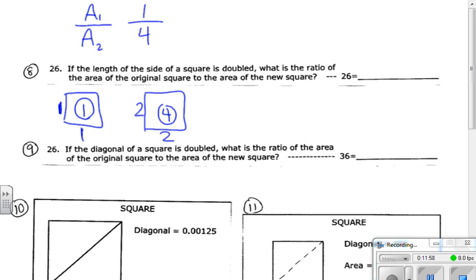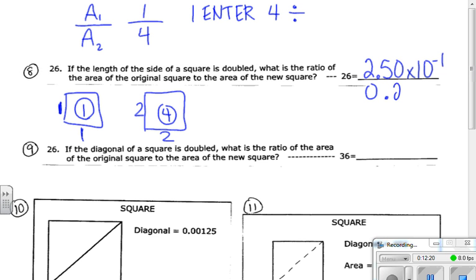So what we're going to type into our calculator is 1, enter, 4, divide. It's also good just to know that 1/4 is 0.25. But if you type it in like that, your calculator will say 2.50 times 10 to the negative first. But that negative 1, you move your decimal back one place, and you get 0.25, or 1/4. Okay.